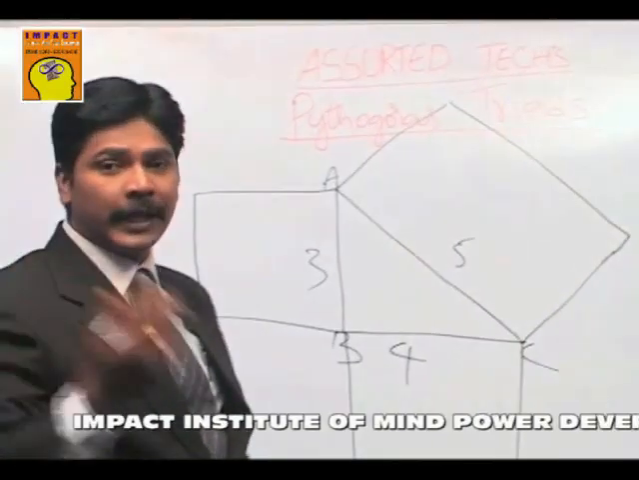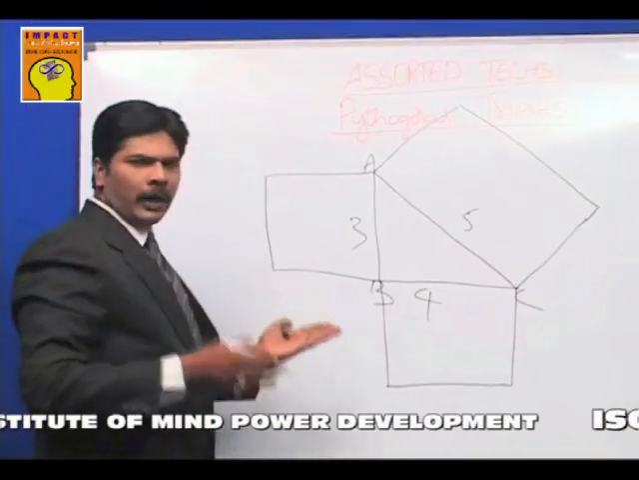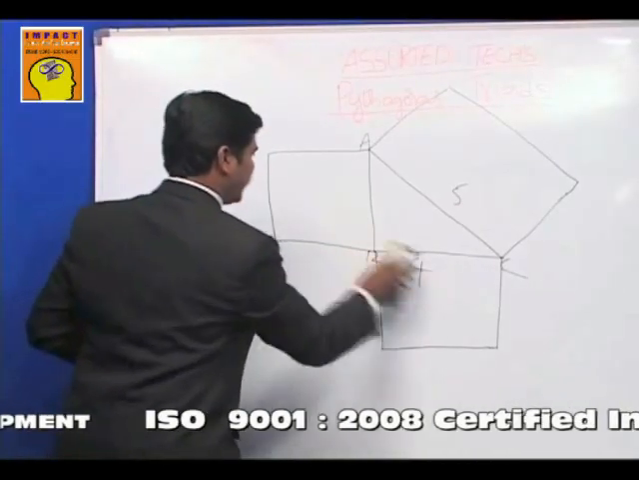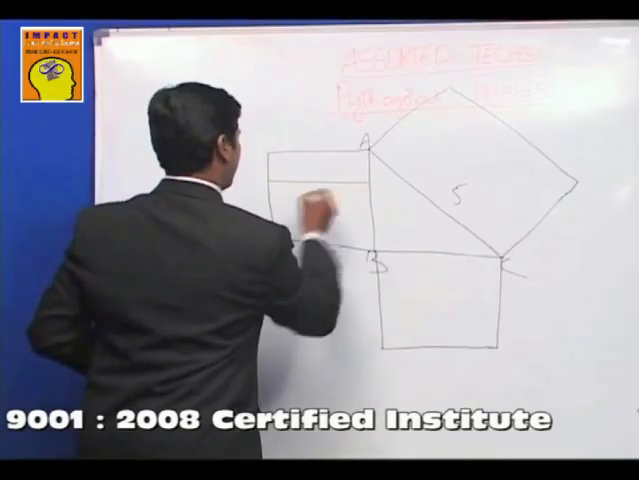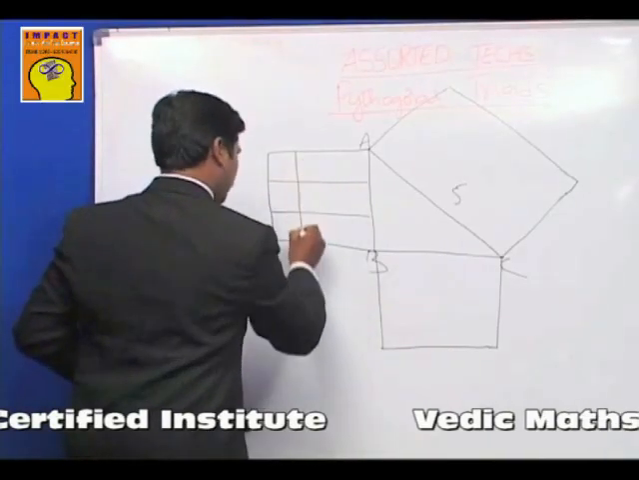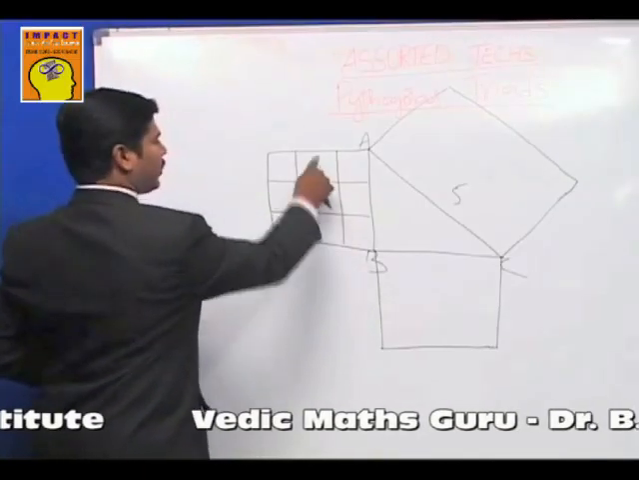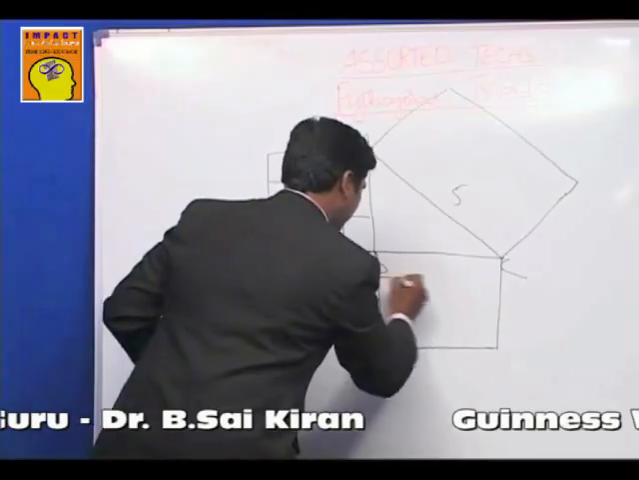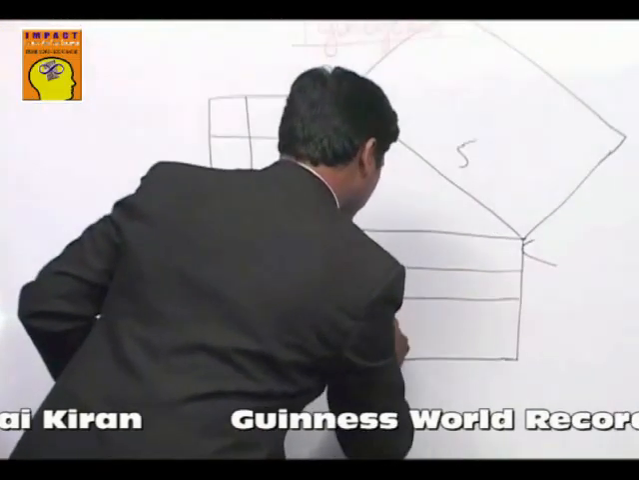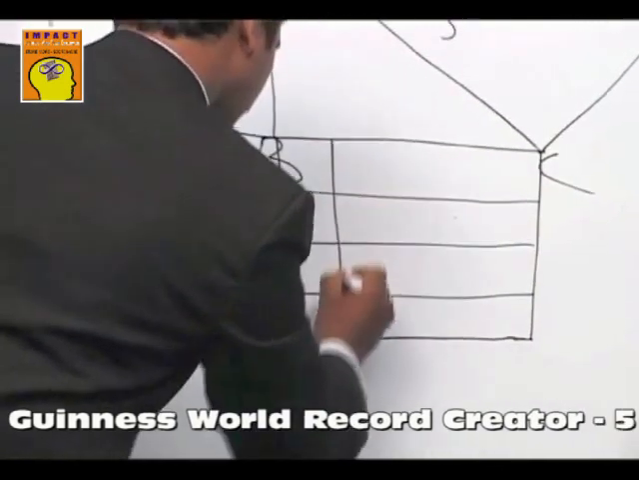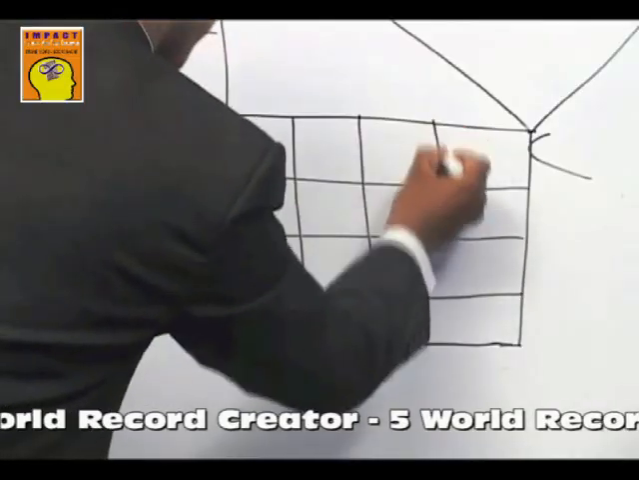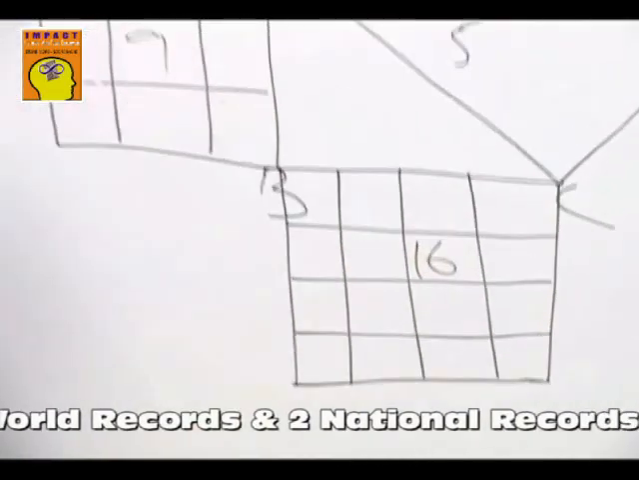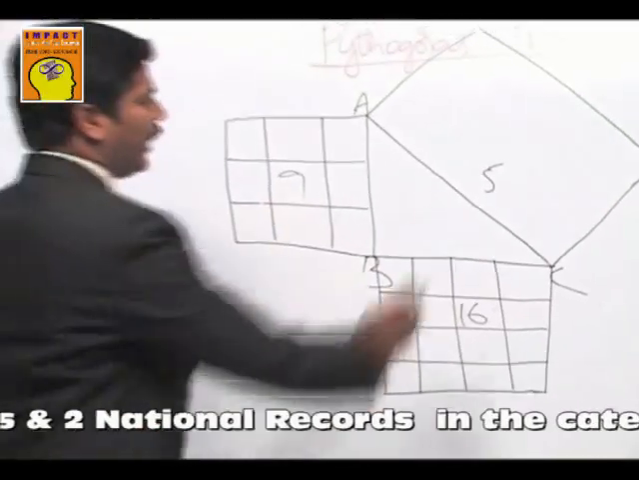That's what they taught in the Vedas. So that's it. Now we have found the area of the square, right? 3 square is 9, I'll show you how. See, 1, 2, 3 horizontal, 1, 2, 3 vertical. Now 4 square is 16, right? Now there are 9 boxes here and 16 boxes here. Now 9 plus 16 is equal to 25, right?